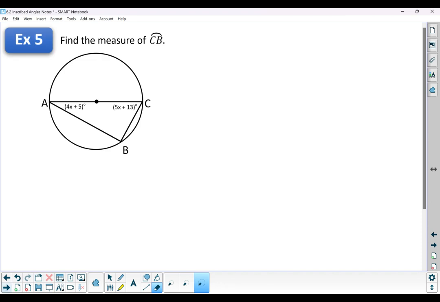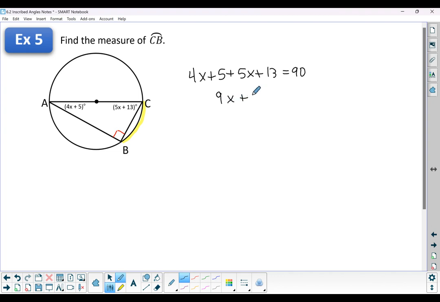So this first example about this theorem says find the measure of arc CB. So ultimately, our goal is to figure out this arc's measure. Okay, well, we have this diameter right here, so we know that this angle has to be a 90-degree angle. And that means that the other two angles in the triangle have to also add up to 90 degrees. So we know that 4x plus 5 plus 5x plus 13 is equal to 90 degrees. So combining like terms, we have 9x plus 18 is equal to 90.